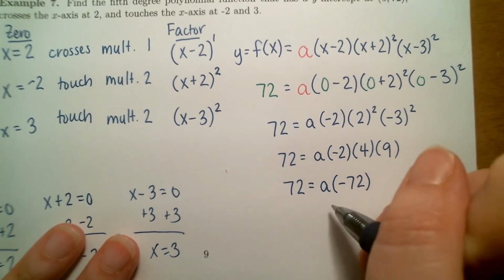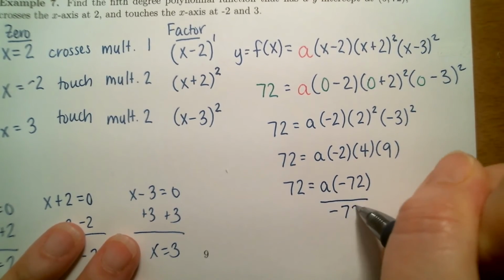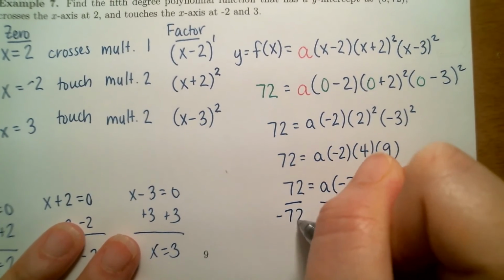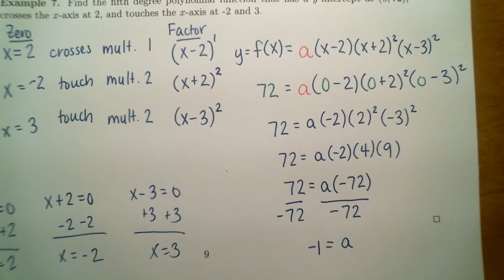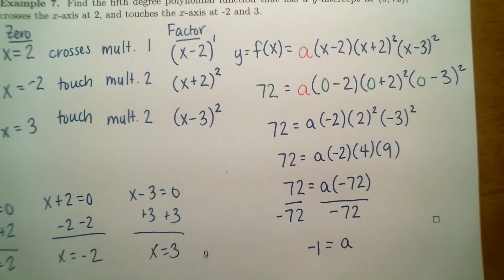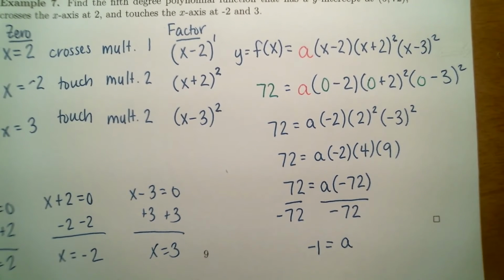So since you're multiplying by negative 72, do the opposite. Divide by negative 72. So the leading coefficient you need is negative 1. Final answer is not the a value. It has to be the formula itself.